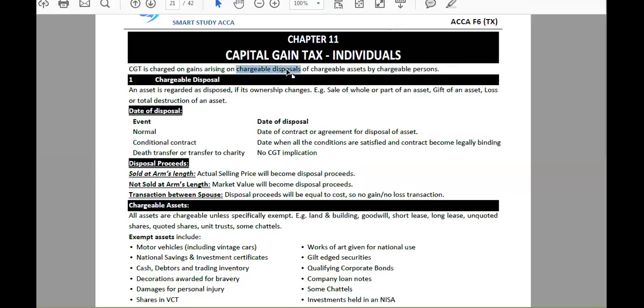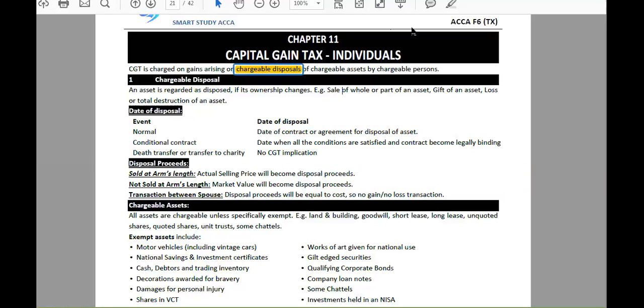First of all, we are going to discuss chargeable assets, and chargeable disposals. So what are the disposals? Students, first of all, I'm going to clarify the meaning of disposal. So please remember, disposal means transfer of an asset.